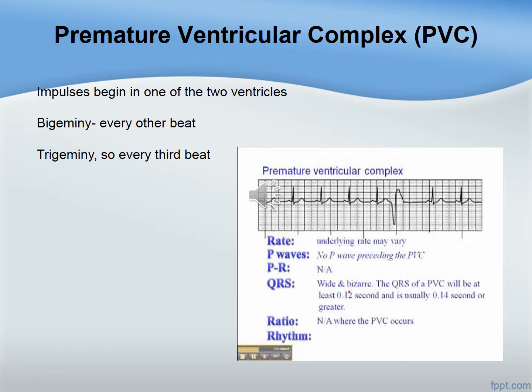So for treatment, really, we can make lifestyle changes, eliminating some of the common PVC triggers such as caffeine or tobacco. So you have to identify when the patient is experiencing symptoms. Is it after the ingestion of tobacco or caffeine? Then they need to stop that. And these can actually decrease the frequency and the severity of the patient's symptoms.